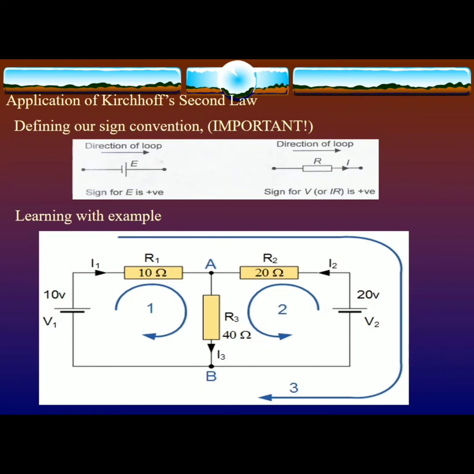Learning with this example, you have 3 resistances: R1 equals 10 ohm, R2 equals 20 ohm, R3 equals 42 ohm. You have two power supplies, the first 10 volt, the other 20 volt. You have two nodes, A and B.